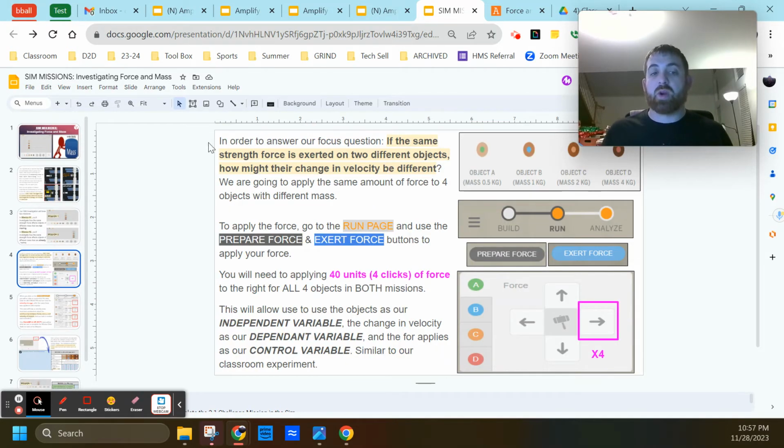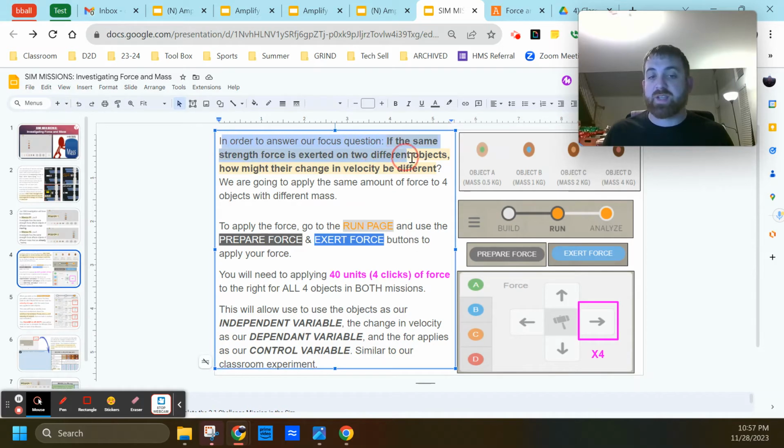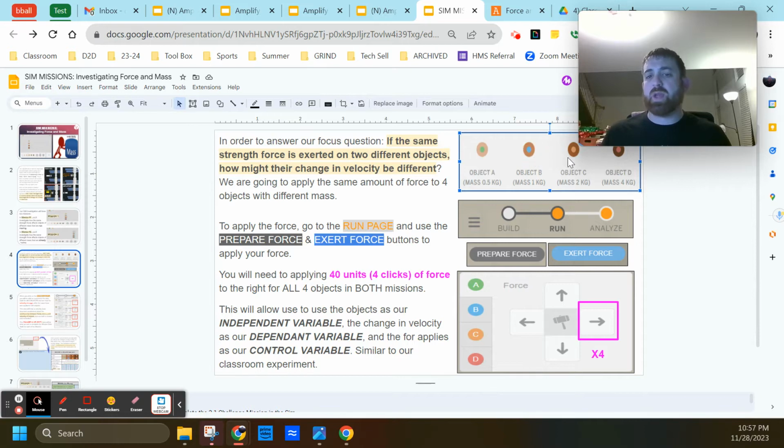Now, in order to answer that focus question, if the same strength force is exerted on two different objects, how might their change in velocity be different? We're going to apply the same strength force to all four objects. These four objects will have different masses. So we have object A, B, C, and D with their masses getting larger from A to D.